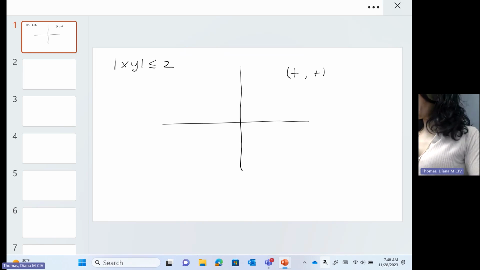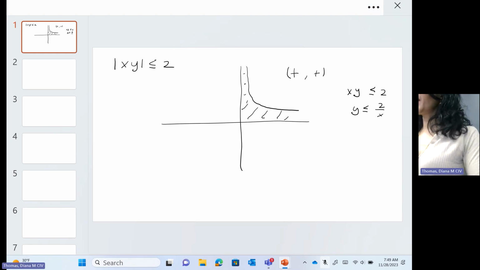So the x's and y's are positive. So your formula ends up to be x times y is less or equal to 2. And since everything's positive, you get y is less or equal to 2 over x. So it's the hyperbola. These are the y's that are less than.